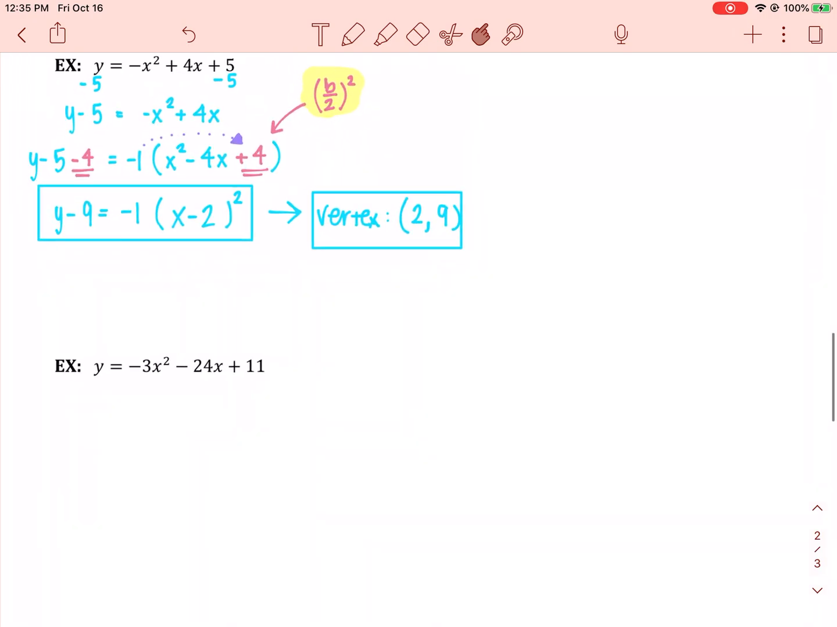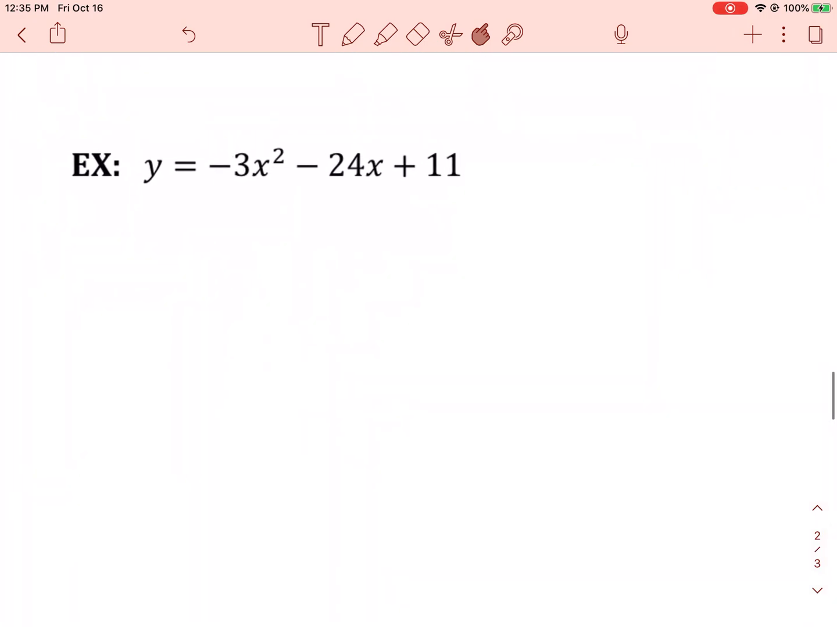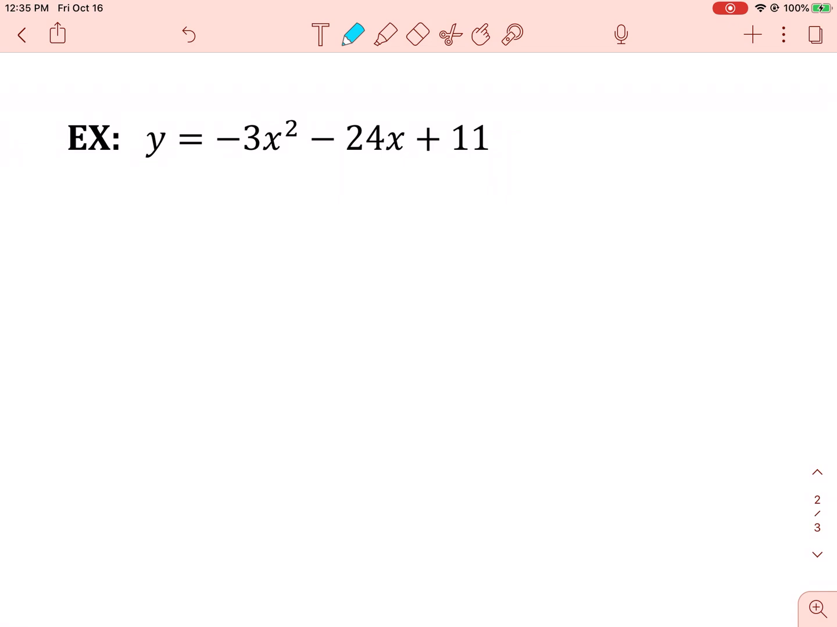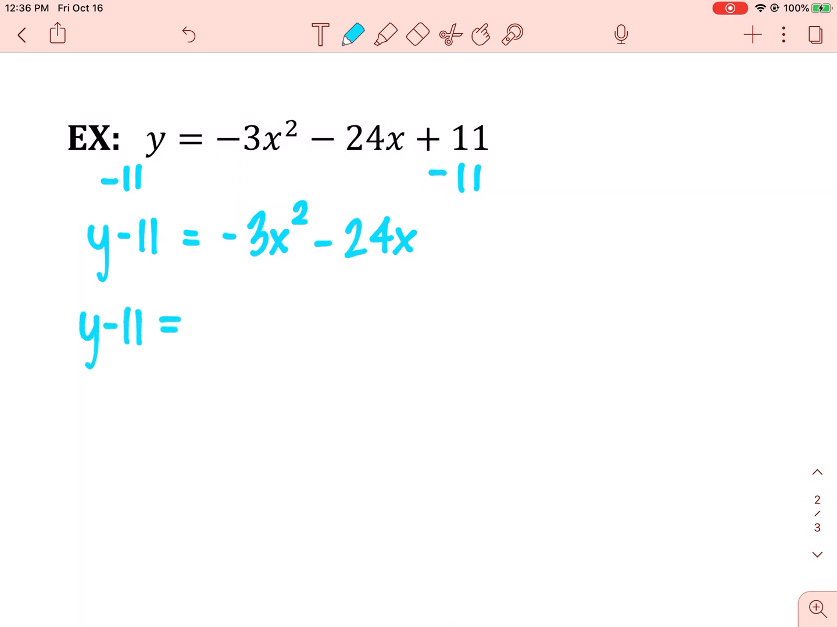Last one, let's see how we do. This one looks a little crazy, but we'll take it step by step. First, move over the negative 11. Oh, one of those days. We have our negative 3x squared minus 24x. This coefficient in front of x squared is negative 3. I can't have that. I need to factor it out. You'll get x squared plus 8x.